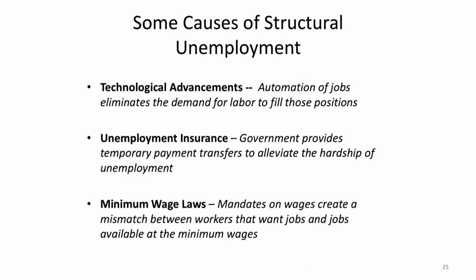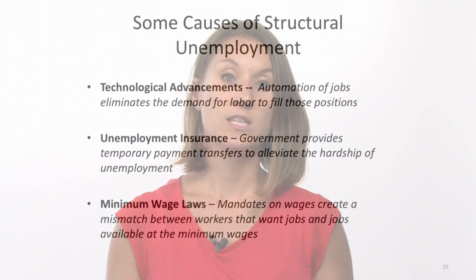There are some causes that are specific to the structural unemployment rate. First, we can see technological advancements. The automation of jobs may eliminate the demand for labor to fill those positions. This is similar to the example that we saw of McDonald's. When the minimum wage law increases, because we have a technological advancement that allows people to place that order instead of working directly with an individual, well, McDonald's might opt for the technologically advanced terminal to take those orders instead.